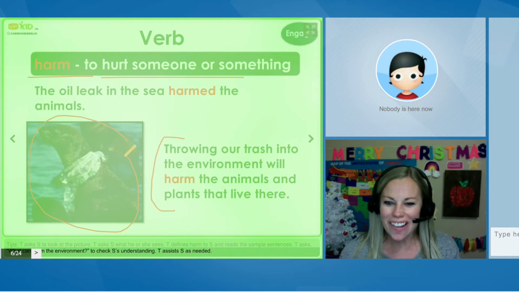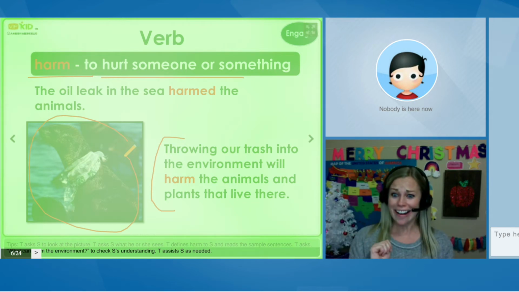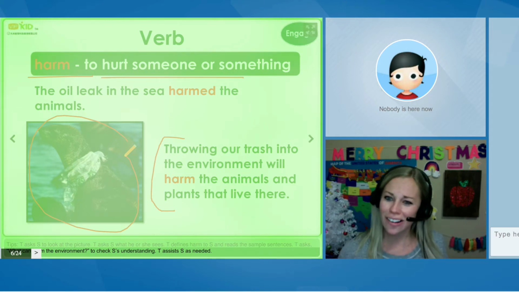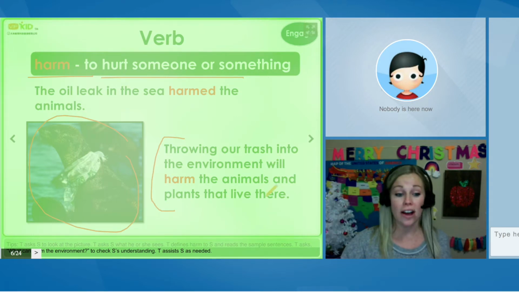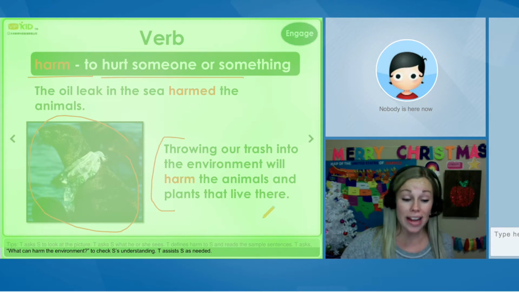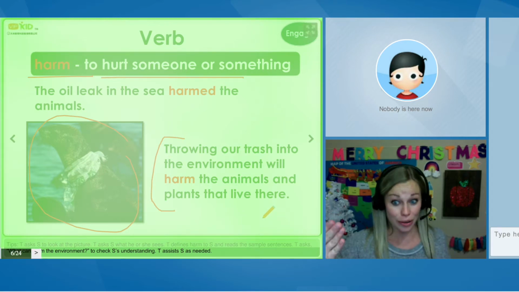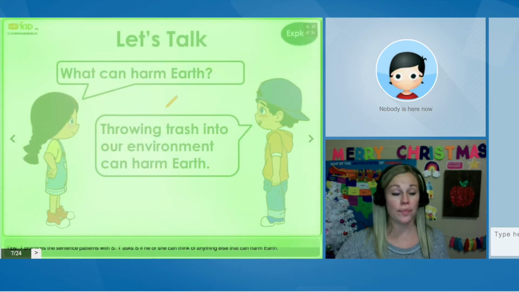What do you see on that seal? Yes. How did it get there? What could we do, Ava, to help the seal? Creating a conversation. I'm just showing you how I make a conversation. In the bottom, it says what can harm the environment. So there are always sentences to direct your conversation. Use them. They're very helpful.